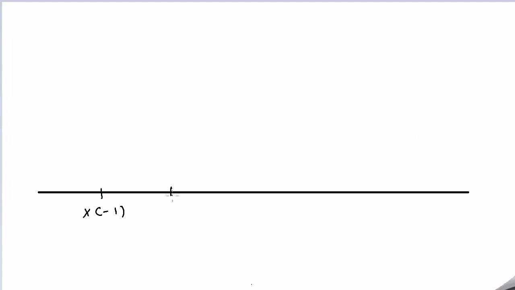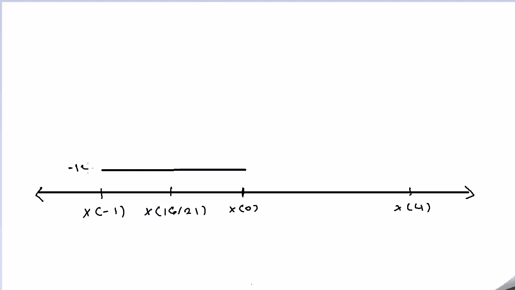So, we know that it starts at x of -1 and then goes from x of -1 to x of 0 to x of 16 over 21 to x of 4. So, here's a rough scale model of what it's going to look like. We know it starts at x equals -1, so we're going to draw our first point there, and we know that it exists at -14, and then goes to 1. So that's a positive change of 15 meters, right?